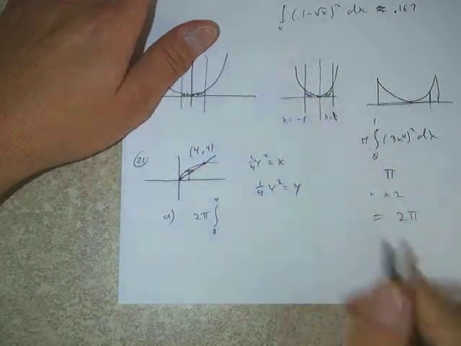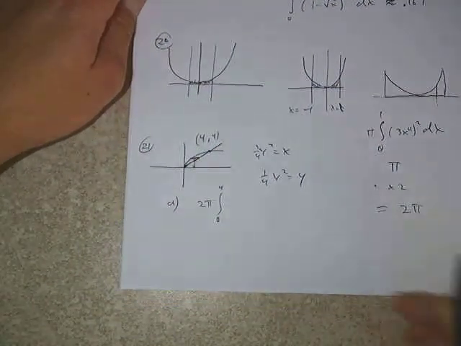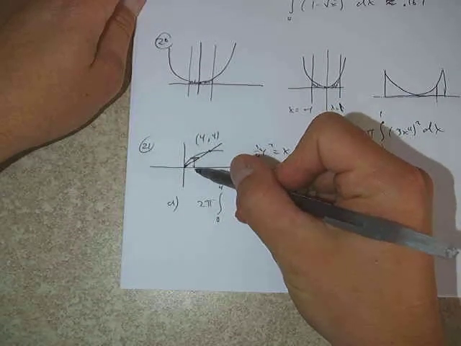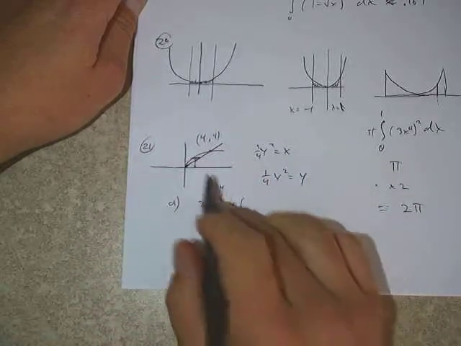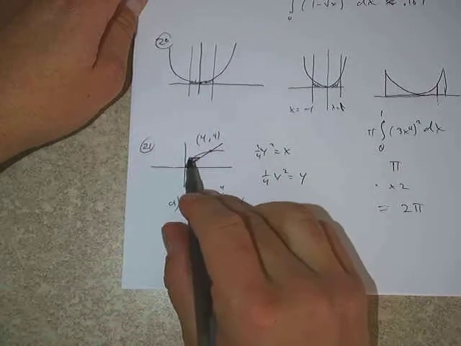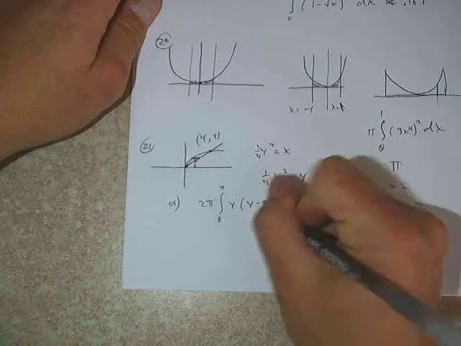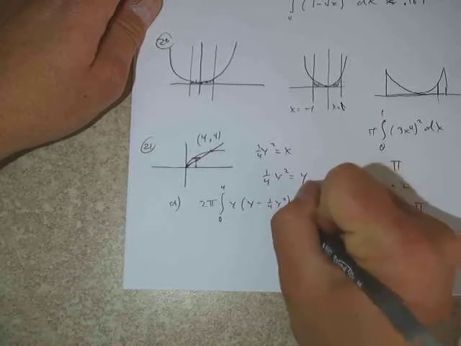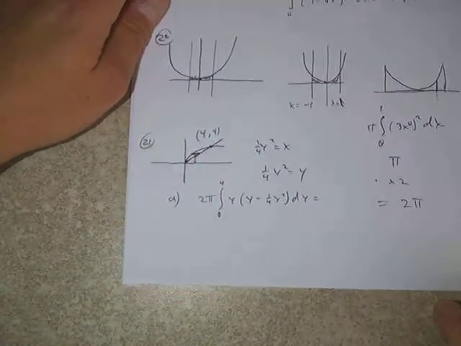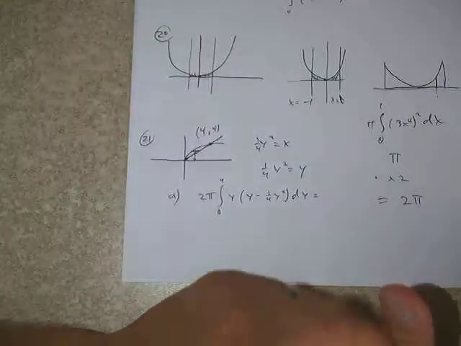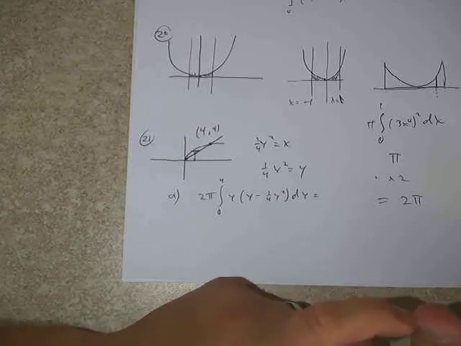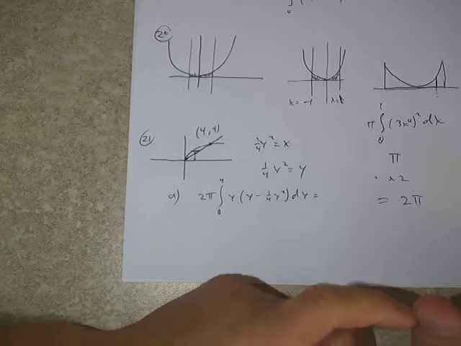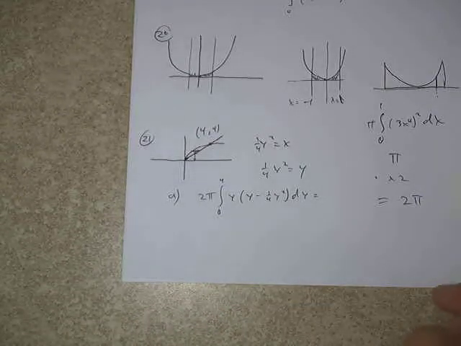And so that means that in our shell setup, we're going to go 0 to 4 because we're in the y direction. The next part is the distance from the shell to the revolving line, which is that arrow distance that I just drew here. So how far is it from shell to revolving line? It's y. And then the height of the shell is going to be the right function minus the left function. So it's going to be y minus quarter y squared dy. And at that point, it becomes a calculator problem.